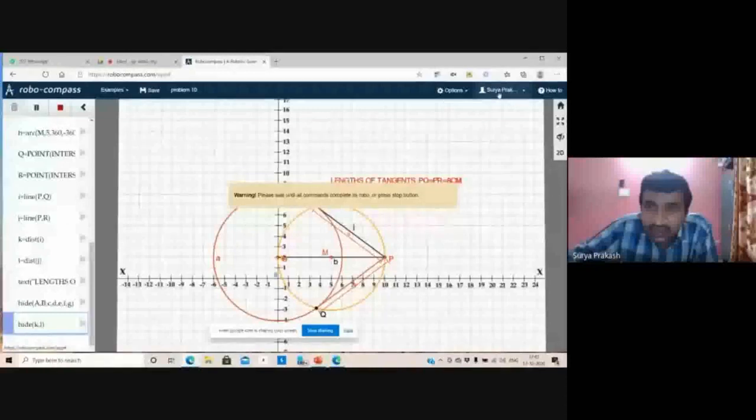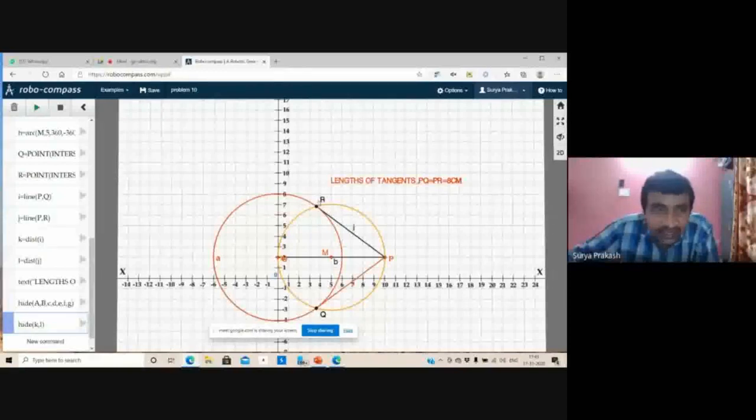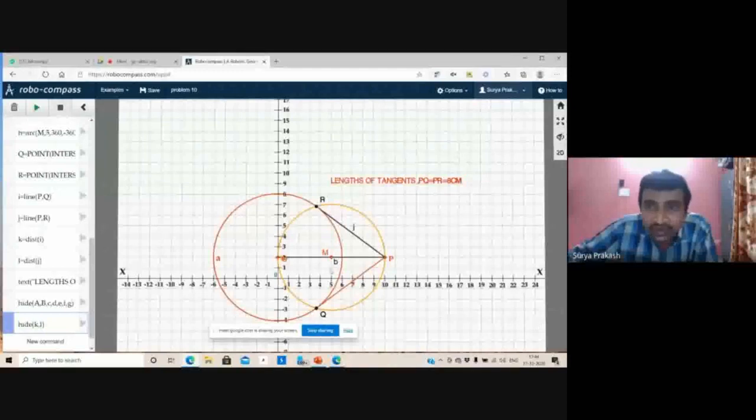Like this, before proceeding to the class, if you prepare these constructions well in advance in your personal RoboCompass account, then when the time comes, you can open RoboCompass and open these questions, show the children, and simply push the play button, and the construction will go on the screen. Meanwhile, while children are watching this construction, we can also control the children, and show how this construction was made. This is the thing I just want to share with you. If there are any queries from your side, you may discuss.